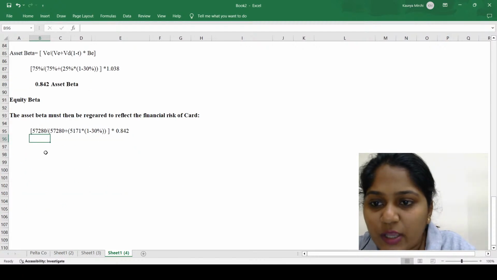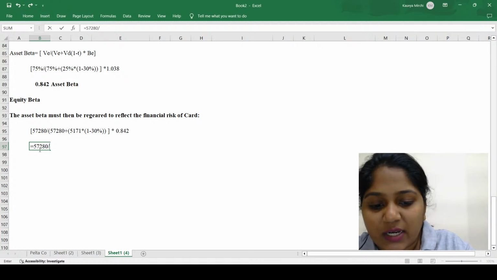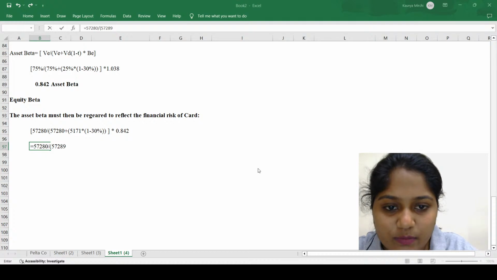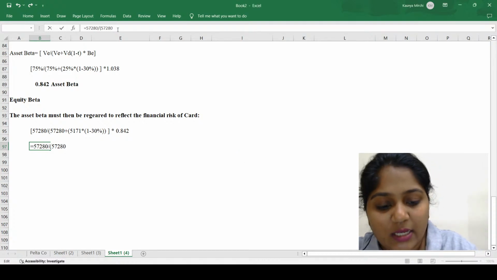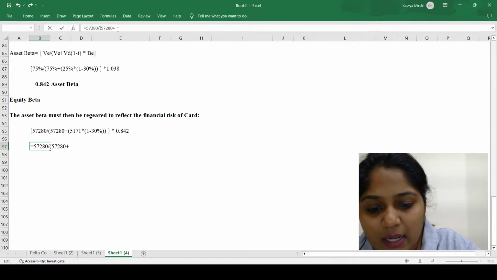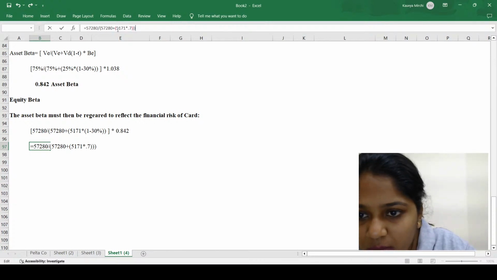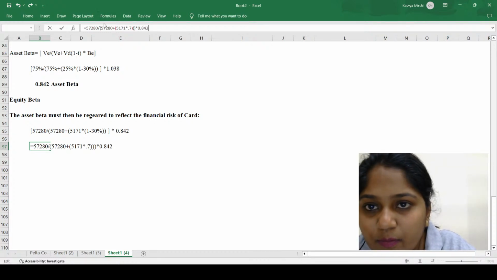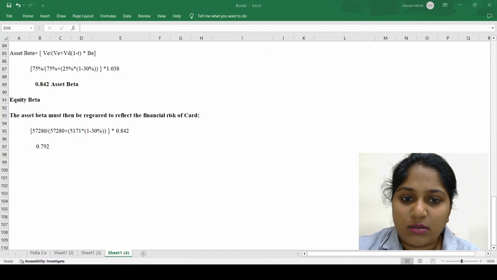So when I do this, how much do we have to re-gear and how much would it be coming up? So I will take 57,280 divided by, open a bracket, 57,280 plus, open a bracket, 5171 multiplied with 0.7, close the bracket, close two brackets. Then I need to take the whole multiplied with 0.842. Correct? I'll put one more bracket here. Now you see, are we right?